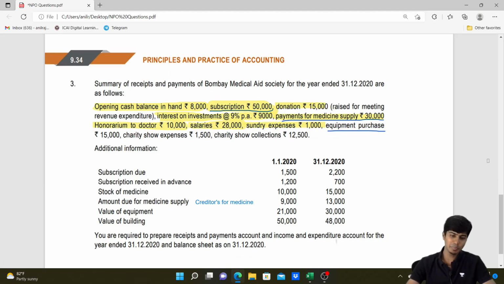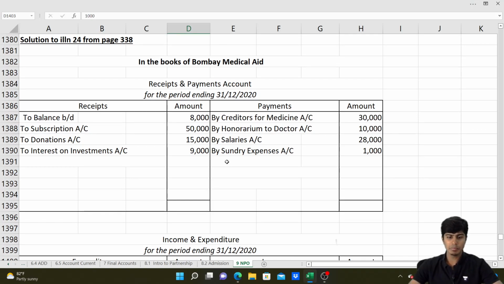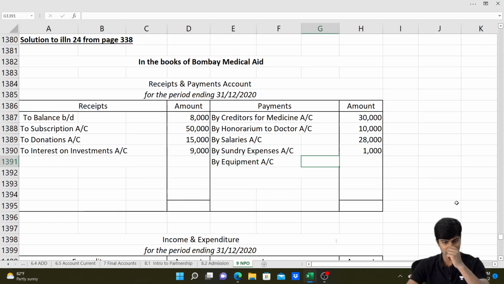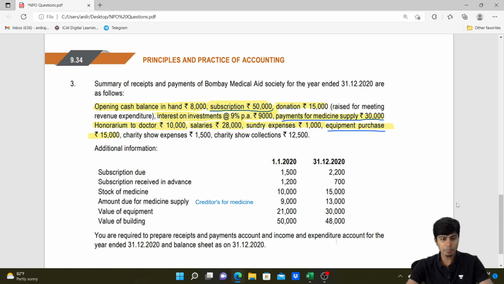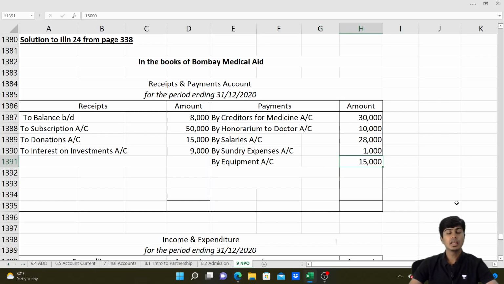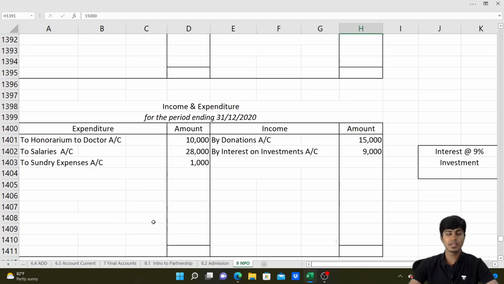No outstanding, no prepaid. Then we have equipment purchased to the extent of 15,000. Equipment purchased is a payment in receipts and payment. It is not an expense in income and expense. This 15,000 payment is a capital expense. It should be written in equipment account and we should write it on the debit side as to receipts and payment. Shall we do the same? Come on. In my receipts and payment on the credit or on the payment side, I'll write by equipment account. What is the value of equipment purchase? 15,000. It will not come in our income and expense.